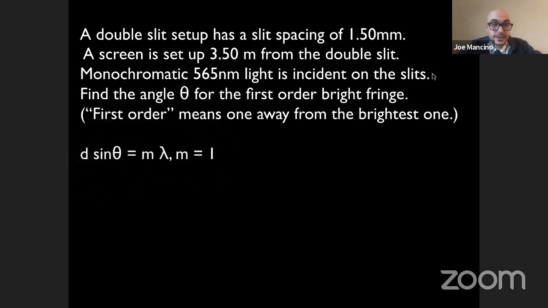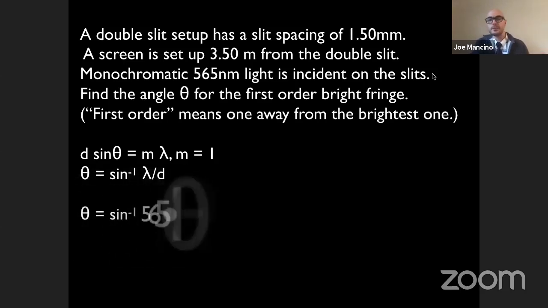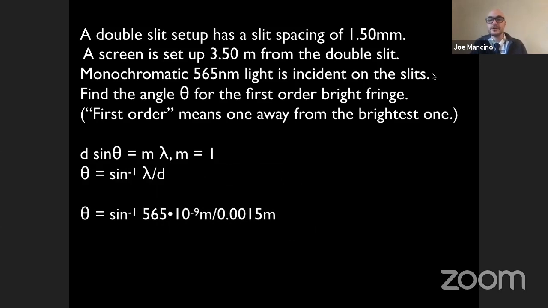So it says a double slit setup has a slit spacing of 1.5 millimeters, and there's a screen set up 3.5 meters away from that double slit. And your job is to find the angle from the middle bright dot to the next one over. So m equals 1. Well, d sine theta equals m lambda. We plug in 1 for m and rearrange for theta. Plug in what you know, and out pops an answer. And that's not a very exciting question.